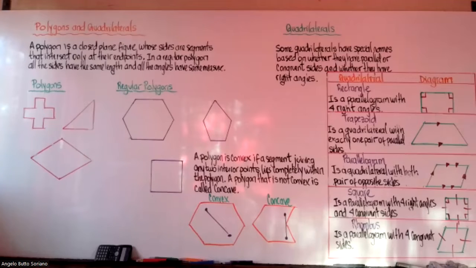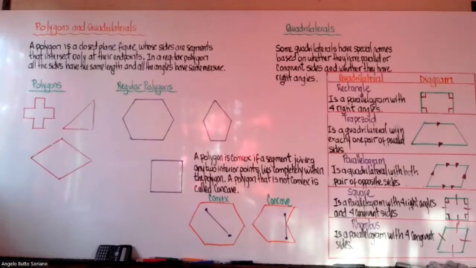Okay. Now, what we're going to do, we're going to learn an extension of these polygons. In this case, we're talking about the polygons and quadrilaterals. What does that mean, the word polygon? Polygon, as you can read in the theoretical part, is a closed plane figure whose sides are segments that intersect only at their endpoints. Okay. Poly means many. Gon, sides.